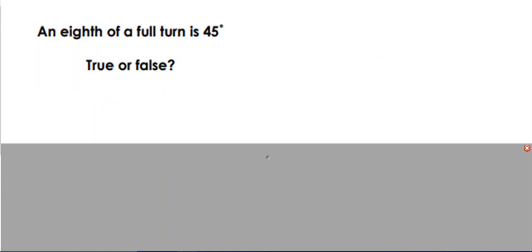Let's have a look at this one then. Now, if you cast your minds back to yesterday, you should be able to tell me the answer to this one. Okay, so an eighth of a full turn is 45 degrees. So that means if you've got your circle and you split it into 8, 1, 2, 3, 4, 5, 6, 7, 8, that each one of those eighths is worth 45 degrees. Think about how much a right angle is worth. Think about what an eighth is in relation to a quarter, and that will help you to answer this question. Pause the video and have a go.